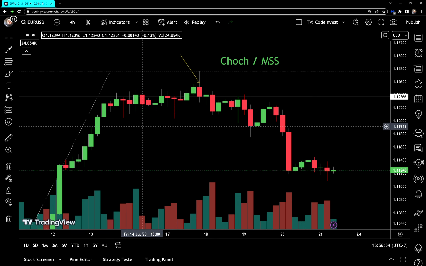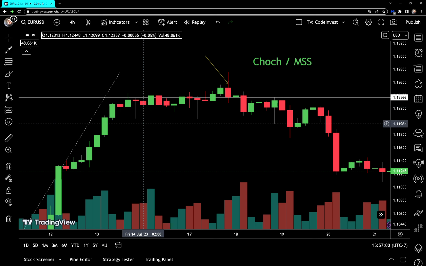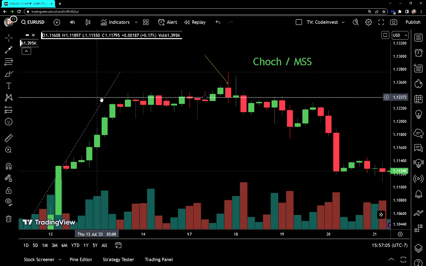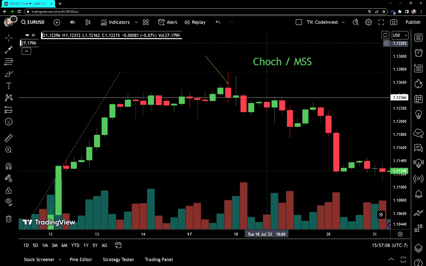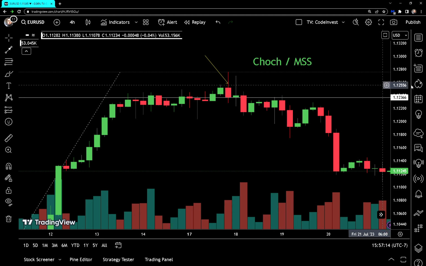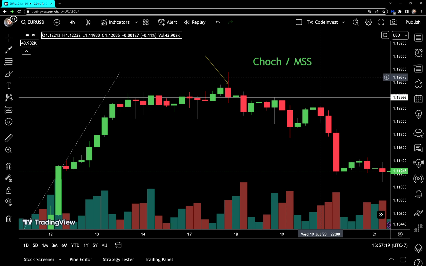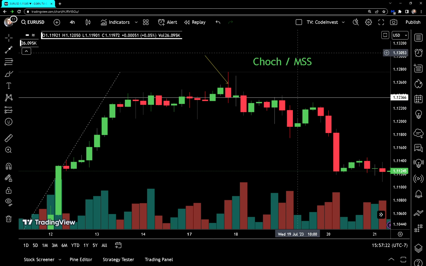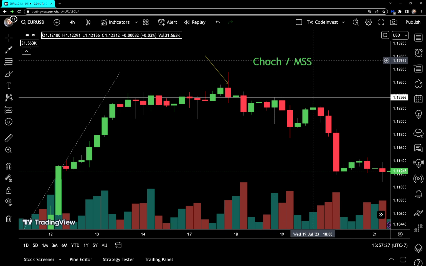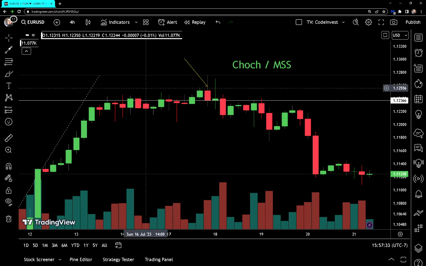So first you have to look at two things: the green closes and the red closes. What the strategy is, sorry if I didn't say, is the change of character or market structure shift. It's basically the same thing, I believe. I think the market structure shift is an ICT concept that came from change of character. Perhaps he talks about both, but they're basically the same thing, I believe.